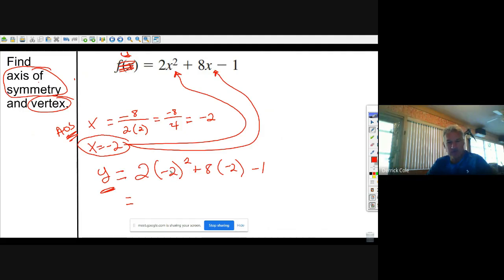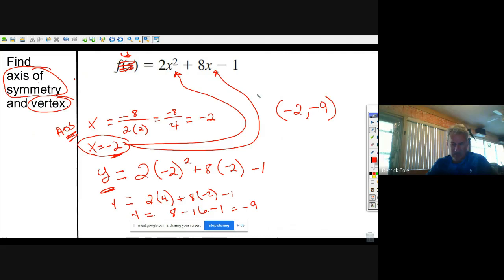Order of operations. Got to do the exponent first. So -2 squared is 4. So this is 2 times 4 plus 8 times -2 minus 1. 2 times 4 is 8. 8 times -2 is -16. If this was a minus, it would change that. Minus 1. 8 minus 16 is -8. -8 minus 1 is -9. If you need a calculator here, that is fine. These are still all y equals. I got x equals -2, y equals -9. That would be my vertex.